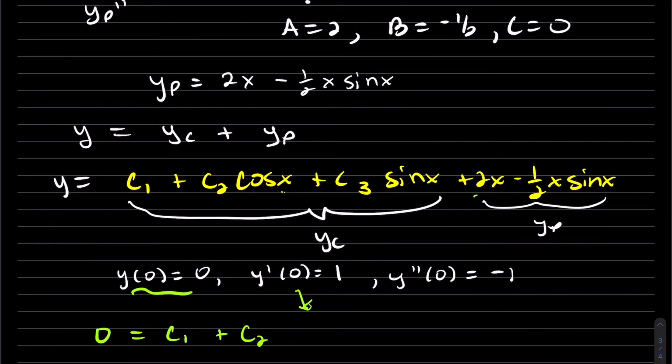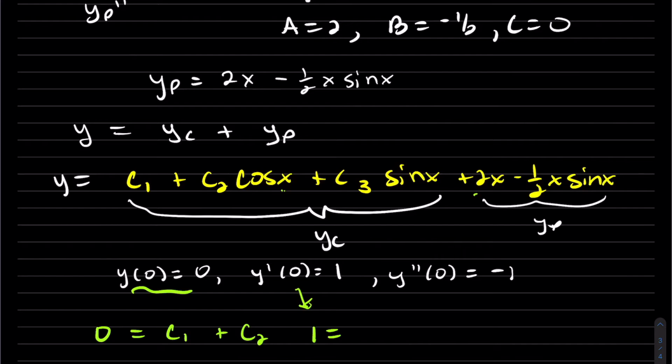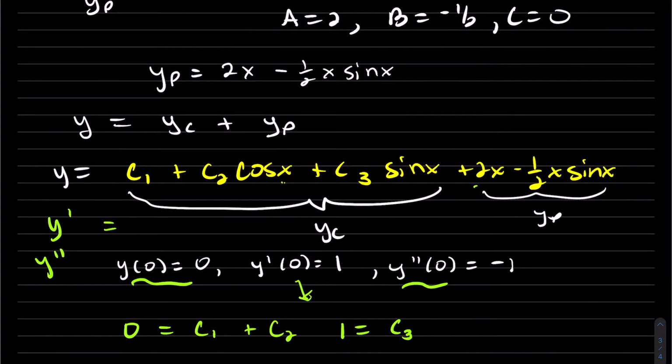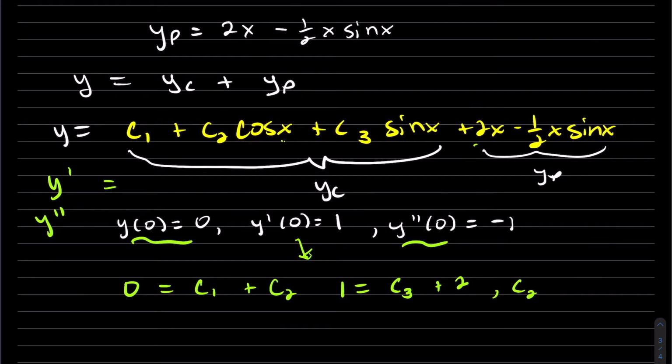Plug in 0, we get 1 equals, well, I guess we do need our first derivative and second derivative. So we would have to take the y prime here, and then we'd also have to find the second derivative, and skipping the chase, not doing the work, we are going to get 1 equals c3 plus 2, and for our second derivative, we get minus 1, we plug minus 1 in, and we get c2 minus 1 equals minus 1. So we have these three equations.